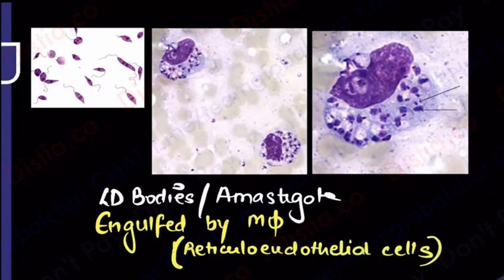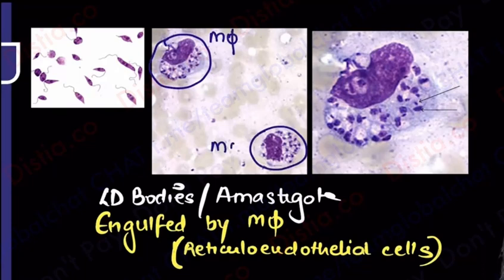Reticuloendothelial cells. He will ask you which is the parasite which goes into the reticuloendothelial cells of the system. Macrophage, that means the macrophages of hepatosplenomegaly. So LD bodies or amastigote. What you see over here, this one big cell is a macrophage, and this another big cell over here is also a macrophage.